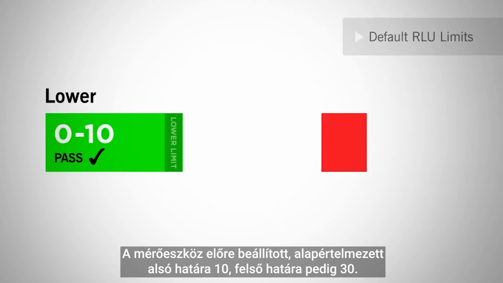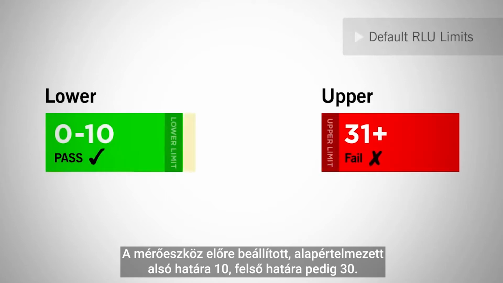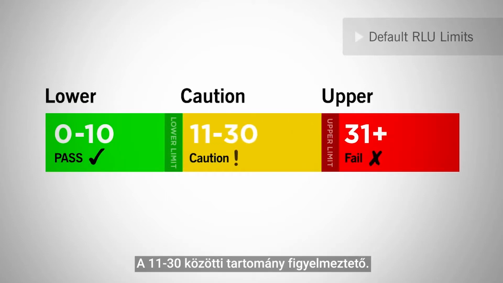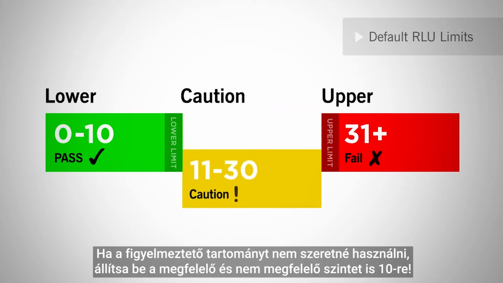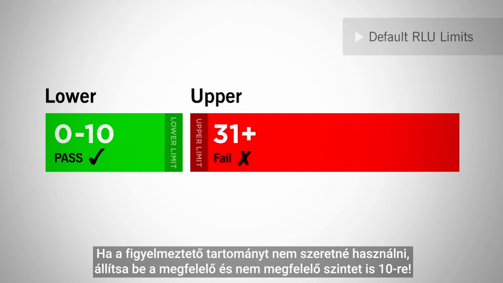Your meter comes preset with a default lower limit of 10 and an upper limit of 30. This creates a caution area of 11 to 30. If you wish to eliminate the caution area, set 10 as your pass limit and 10 as your fail limit.